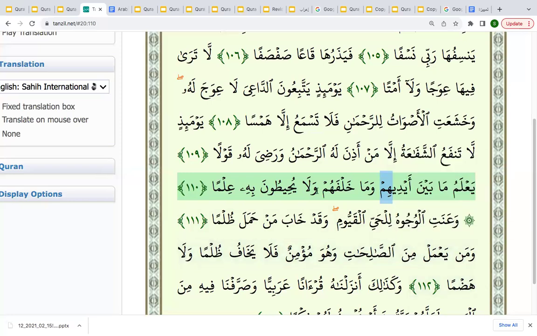Okay, Diba is saying that this can be waw istinafia. Okay, we'll come to that. How about we just finish it off and then we'll come to the whole verse altogether. Okay, la yuhituna.